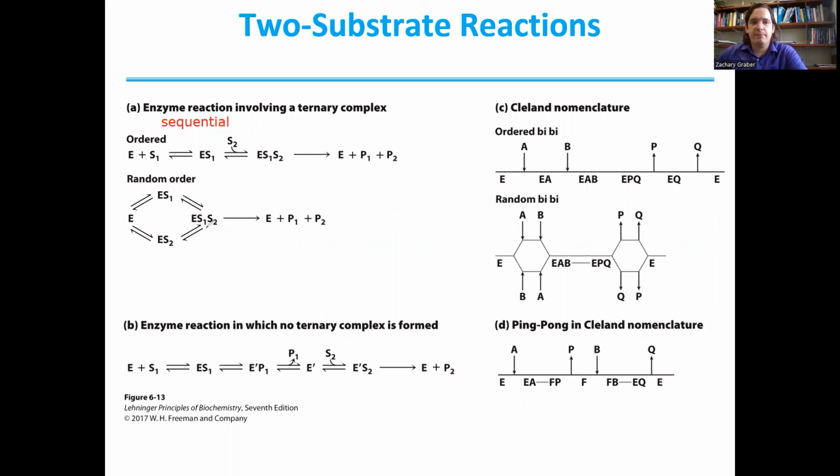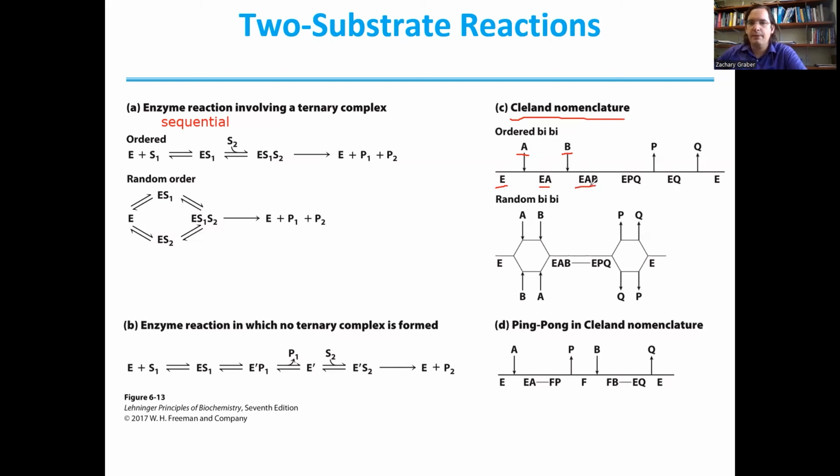In order to represent these models more quickly and efficiently, we can use this Cleland nomenclature over here on the right. So in this nomenclature, we have one line that's kind of our reaction coordinate. We have our enzyme marked here as E on the bottom. Our initial substrate comes in as A, so we see that represented coming in with an arrow, and we form our enzyme-substrate complex. Then our second substrate is marked after A alphabetically as B.